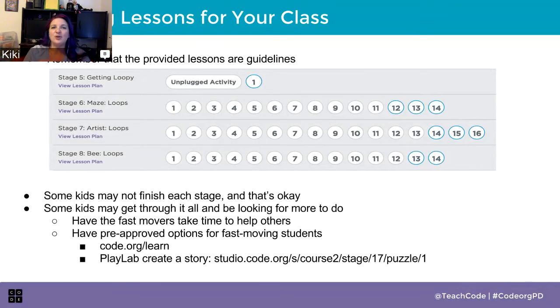And as a teacher, if you don't have time to do all those stages of loops, then you can just pick a couple and do those really well versus trying to rush through all of them. Now, you might notice that at the end, there are a few levels that are circled in blue, and those are assessment levels. So even if you only get halfway through the rest of the puzzles, you can then skip over to the assessment levels and make sure that the students are getting it.